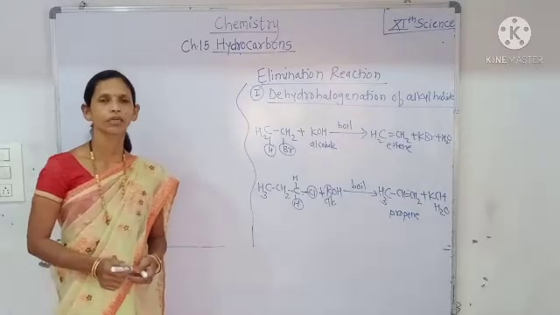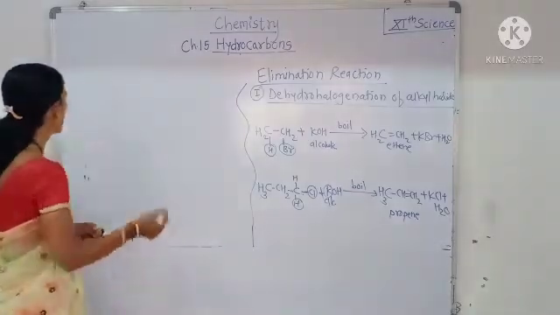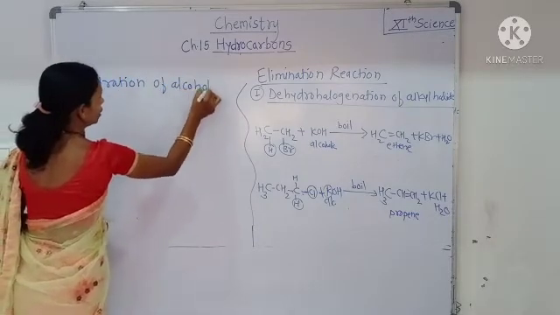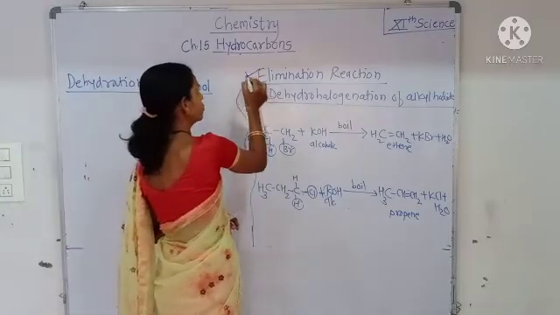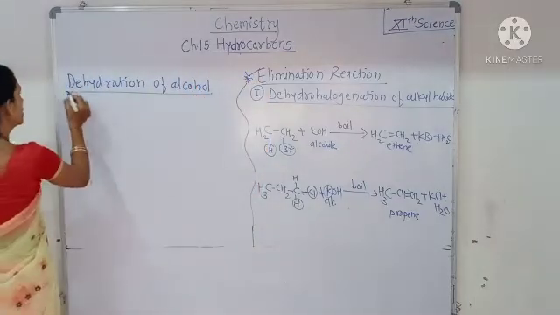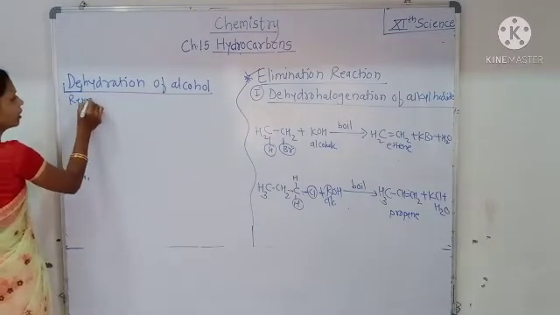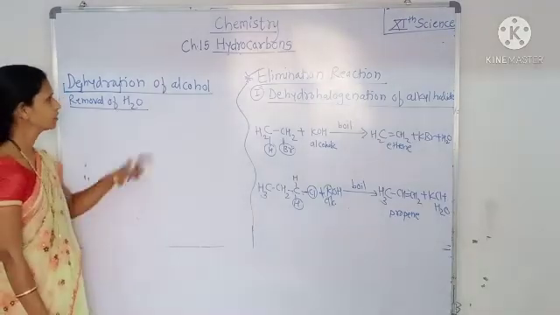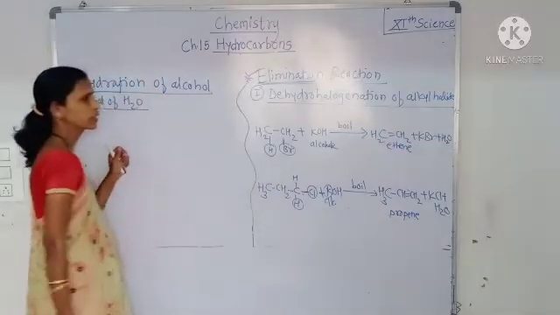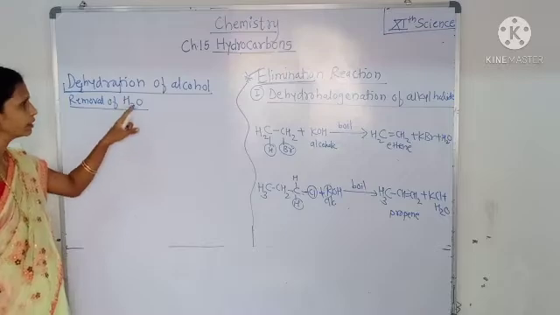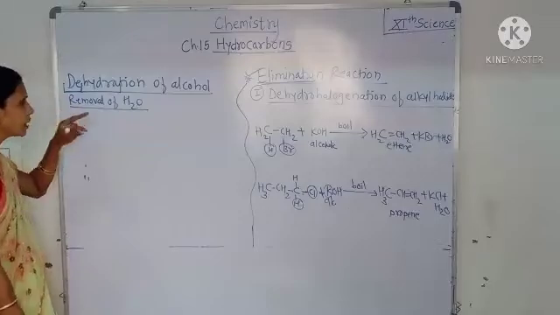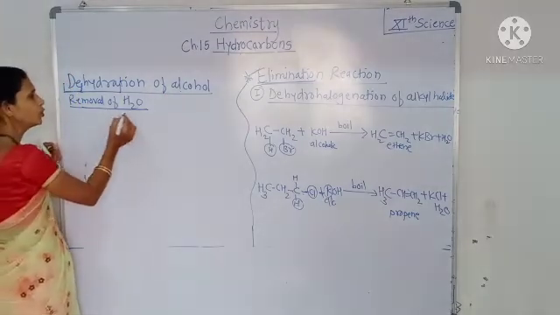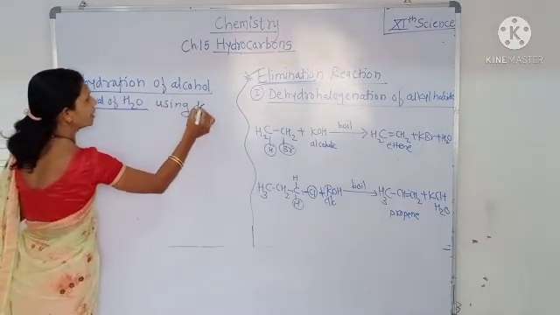One more preparation method of alkene is dehydration of alcohol. Dehydration of alcohol is one of the elimination types of reaction. See here, dehydration, D means removal of hydra, which means water, that is removal of water from alcohol. That is an elimination reaction, and it is one of the types of elimination reaction. The removal of water from alcohol takes place using a particular dehydrating agent.